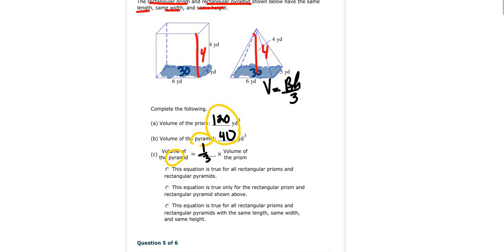And you read these questions: the equation is true for all rectangular prisms. The equation is true only for rectangular prisms and rectangular pyramids shown above. The equation is true for rectangular prisms and rectangular pyramids with the same length, width, and height. Only that last one is true. The reason why we have the exact 1/3 ratio is the length, width, and the height is the same.